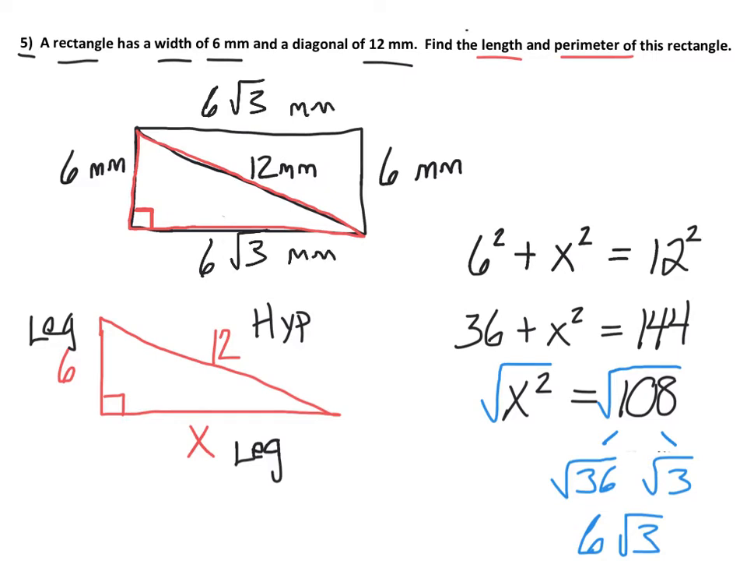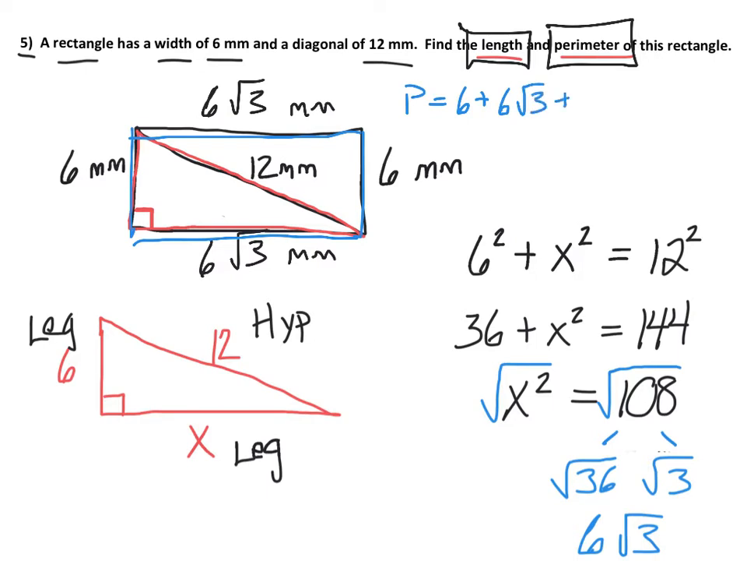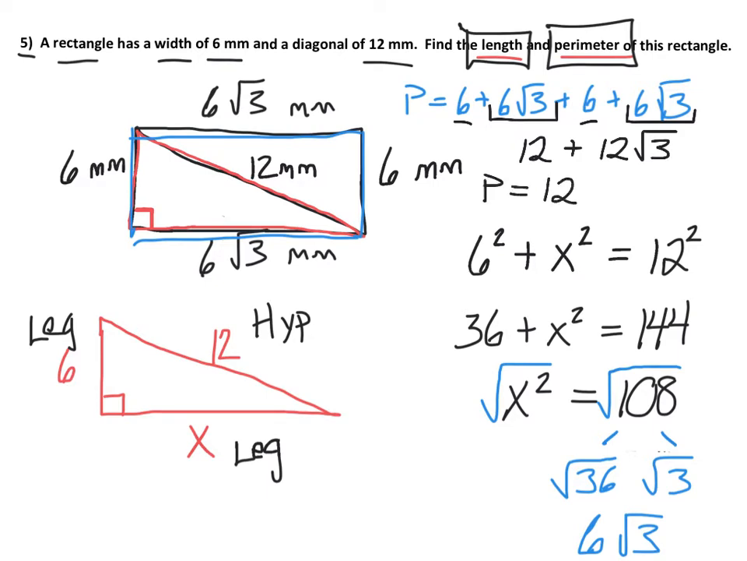The last thing they want, so they wanted the length, I got that, but then they also want the perimeter. So in order to find my perimeter, I'm going to need to add up all 4 sides. So my perimeter is going to be 6 plus 6 radical 3 plus 6 plus 6 radical 3. Now obviously I have some like terms, so we have 6 and 6, which gives me 12. But then we also have 6 radical 3 and 6 radical 3, which when I add them up, I'm going to get 12 radical 3. Now, in this case, I can't combine those terms anymore, so that is it for my final perimeter. And then my units, which I'll try to squeeze in right here, millimeters.